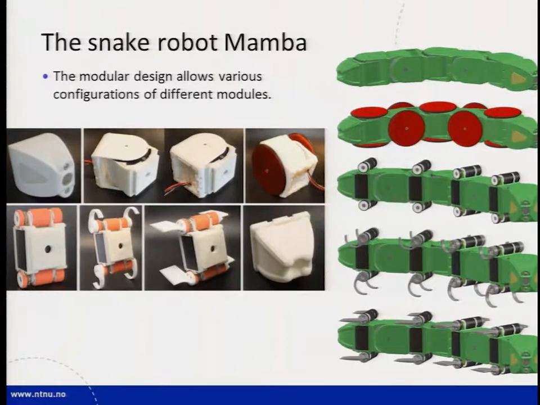Mamba has a modular design, which allows different types of modules to be connected in different configurations. The modules we've developed so far include joint modules, head and tail modules, and different types of active propulsion modules. Some possible configurations of these modules are illustrated here. You can, for example, mount passive wheels on the joint modules, and we can attach legs or fins on these motorized active propulsion modules.